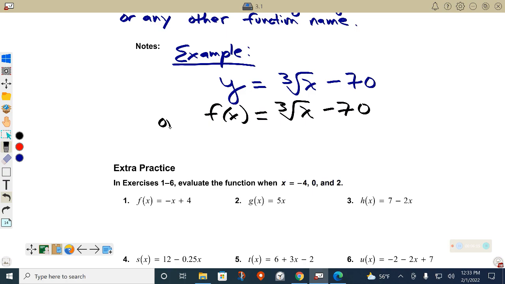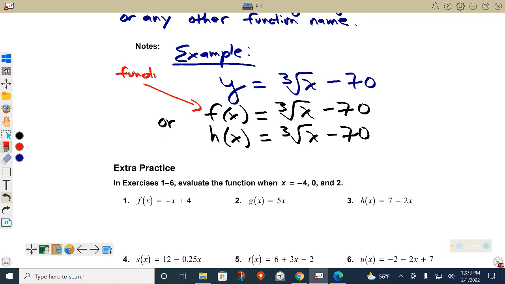Or h of x. What if I don't like f? I want to name it h, the function h of x. Fine. It can be any letter. The letter is the function name, the function name only. It does not mean f times x. The h is the function name.